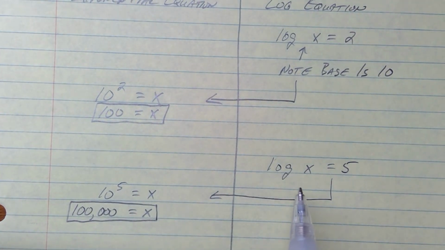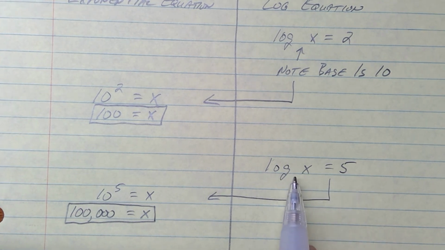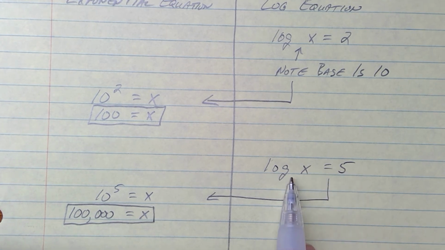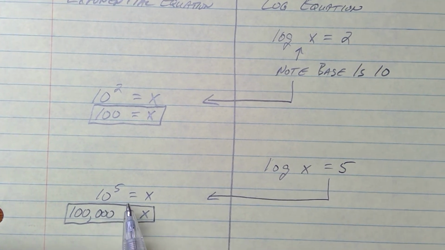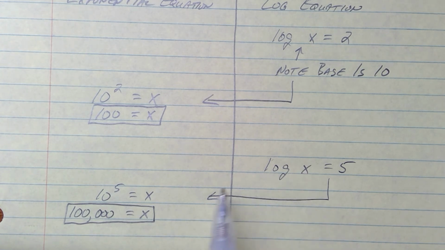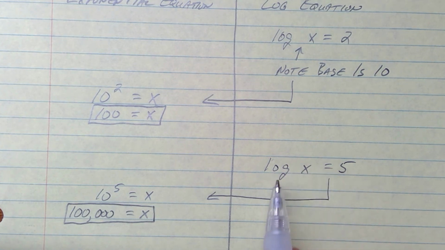Log of x equals 5. There's no base. That's log, so it must be a 10, a common log. Put the 5 back on the 10, like that. Set it equal to x, the answer, and work it out that way. All right. You don't need a log if you know the answer. So this is kind of like the second type of log equation.